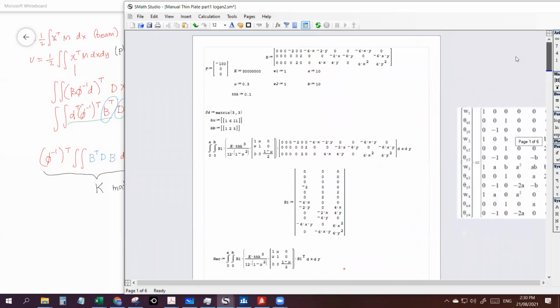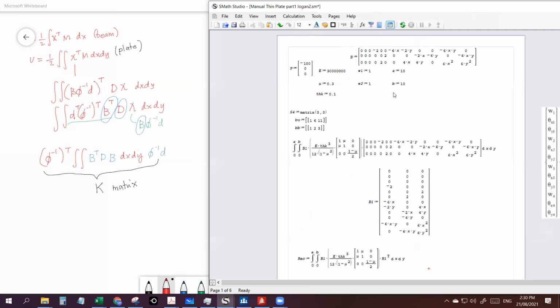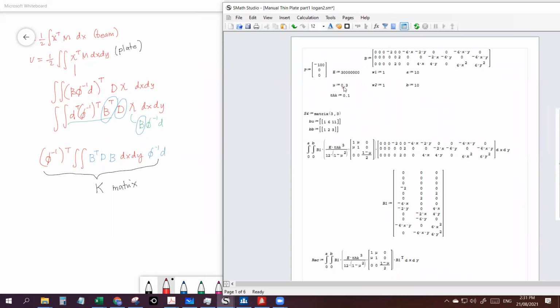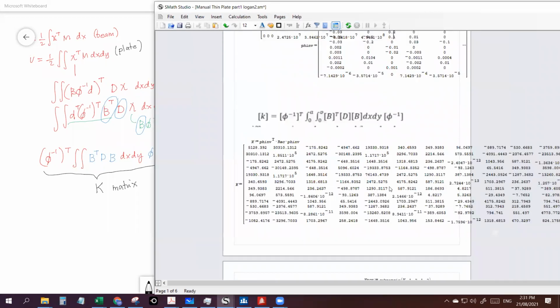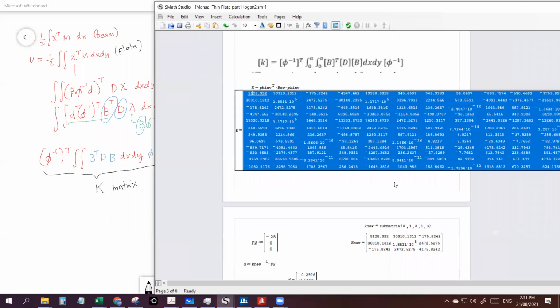So when you have a problem like this, for example, a 10-inch by 10-inch square plate. So my A is 10, my B is 10. This is the elasticity, 30 times 10 raised to 6 PSI. Poisson ratio 0.3, thickness is 0.1. And then just press calculate. Then you will have this total K matrix. Okay.